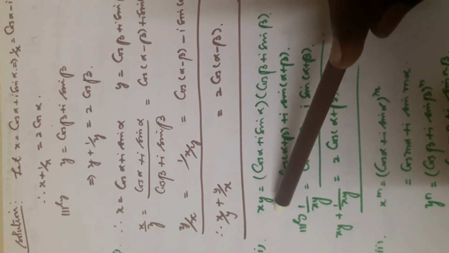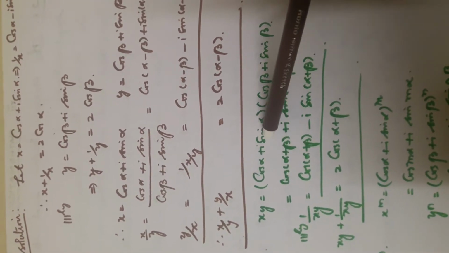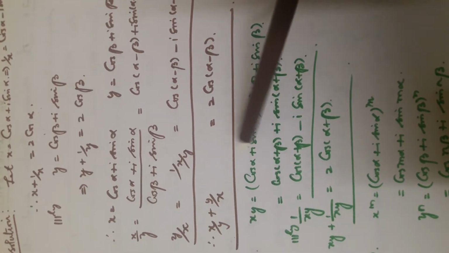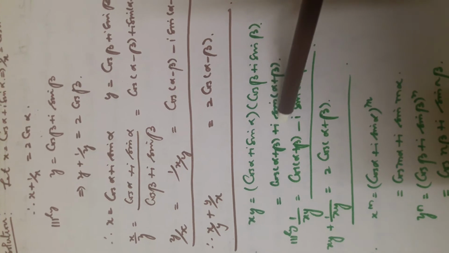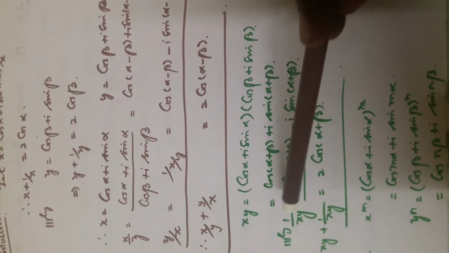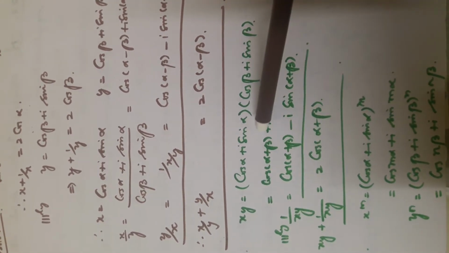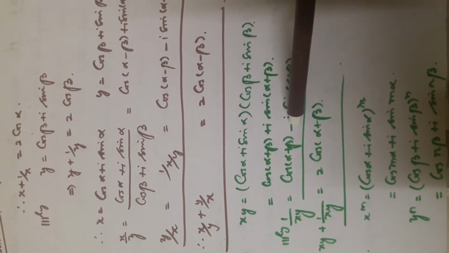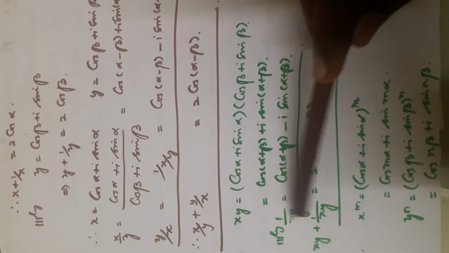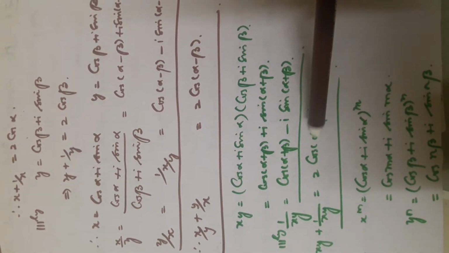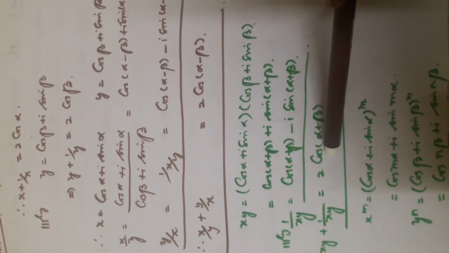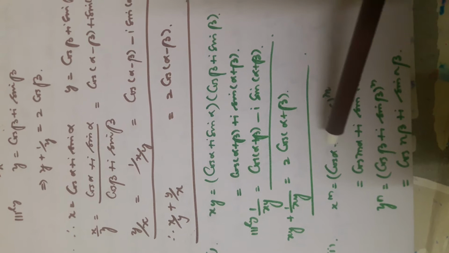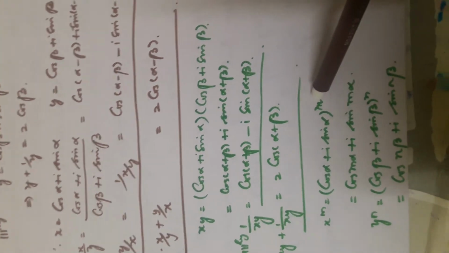The second question: xy equals (cos alpha plus i sin alpha) into (cos beta plus i sin beta). So what will happen? cos(alpha plus beta) plus i times sin(alpha plus beta). Similarly, for 1 by xy, you change the sign. The question has a minus, but I found a plus; you have to find the minus. So the addition gives 2 cos(alpha plus beta). And the third one: x power m equals (cos alpha plus i sin alpha) power m.